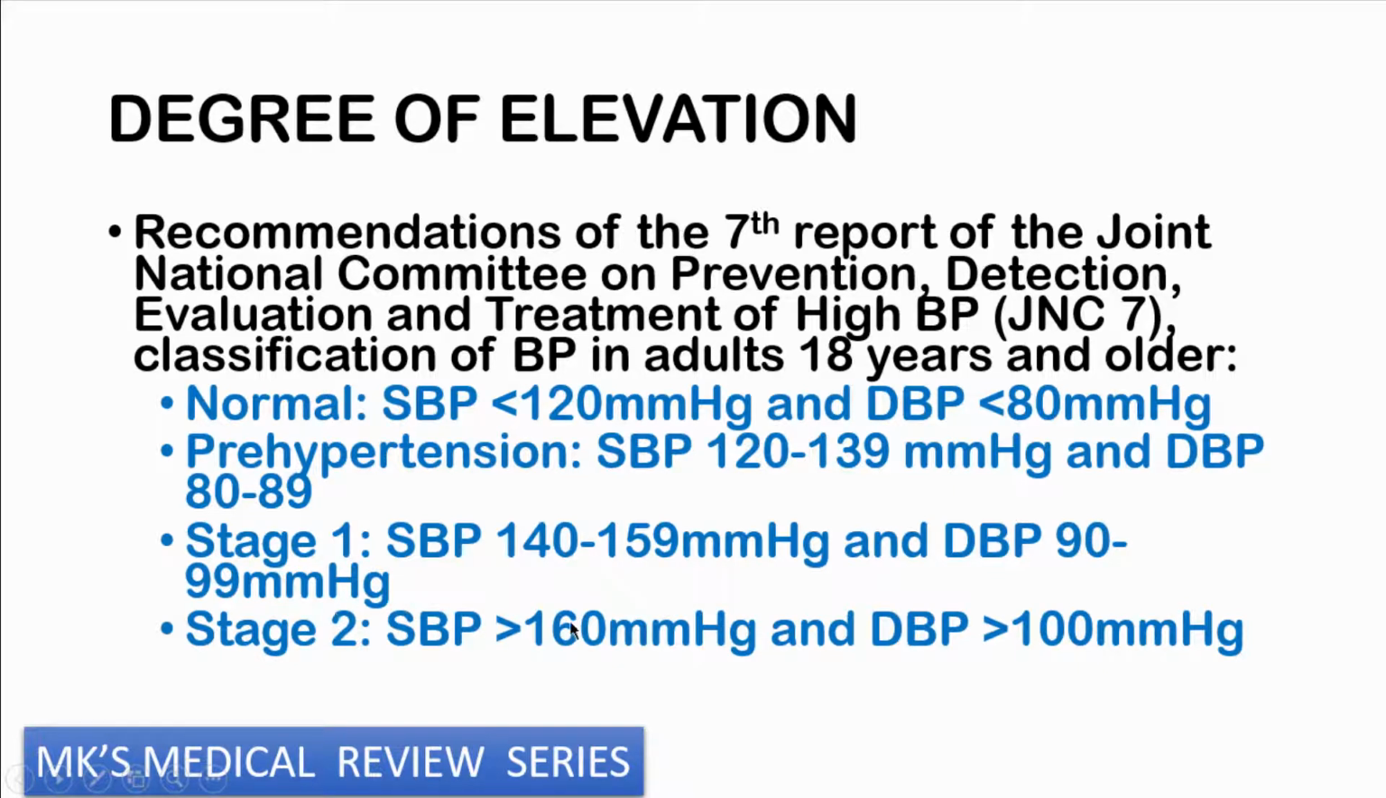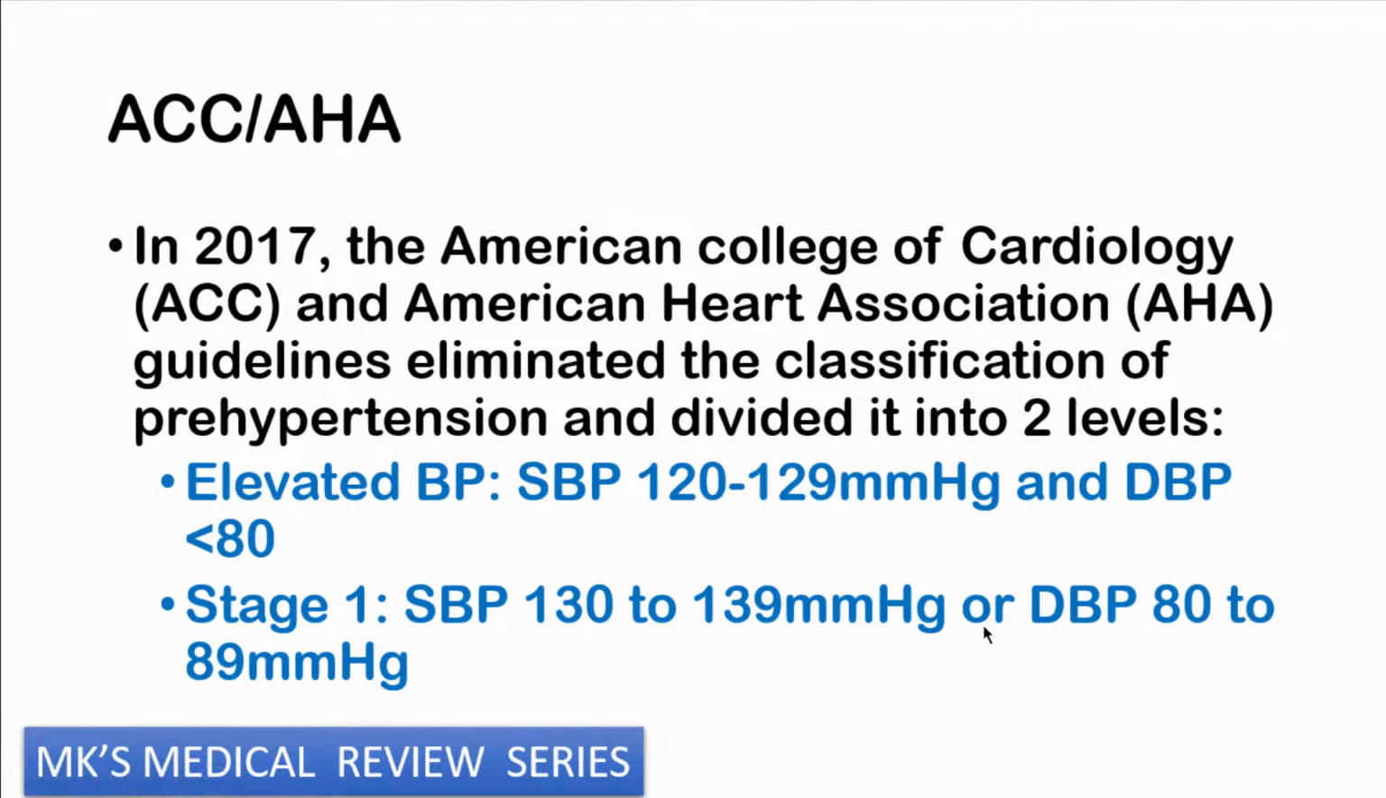Then those at stage 2, that is, if they have a blood pressure that's greater than 160 millimeters of mercury systolic, or a diastolic blood pressure that's greater than 100 millimeters of mercury. But according to the American College of Cardiology and American Heart Association, as of 2017, they removed the pre-hypertension stage from their guidelines. So they just have an elevated BP, which is a systolic blood pressure between 120 to 129 and a diastolic blood pressure less than 80. That's referred to as an elevated BP.